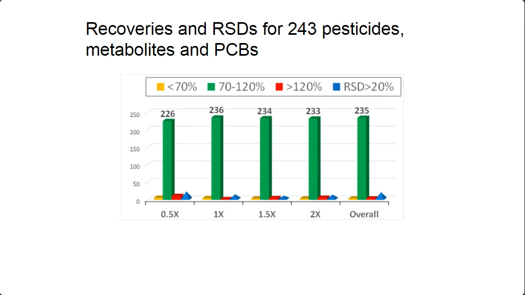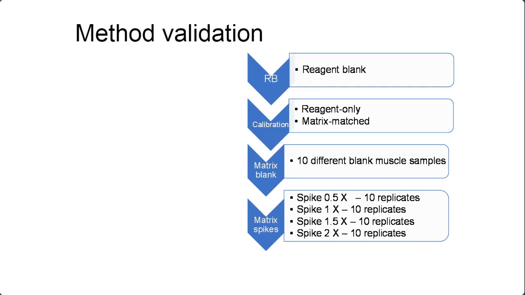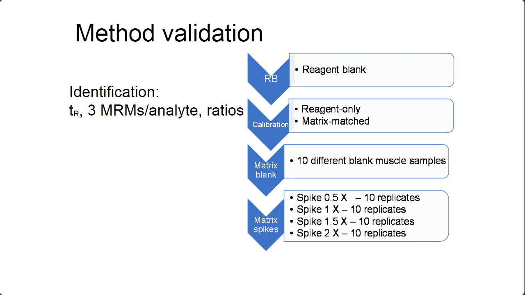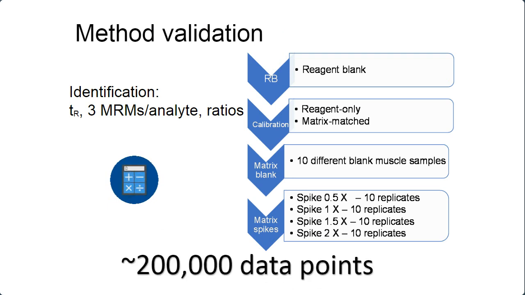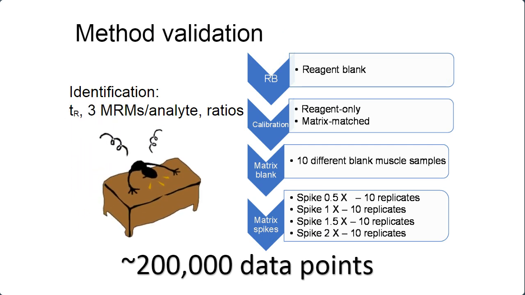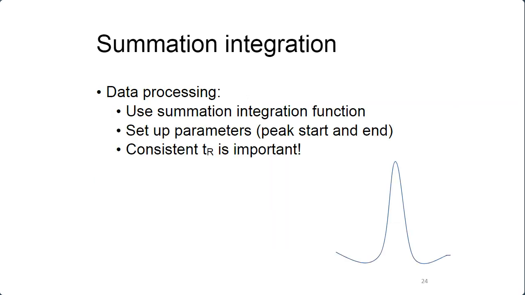Another thing I want to point out: when we use this type of method validation, we have a lot of parameters to look at. This generates around 200,000 data points that an analyst has to look through. So in order to avoid exhaustion from looking through every single peak, we use summation integration for data processing. In this particular work, we used Agilent and SciEx software, and they both have a summation integration function.